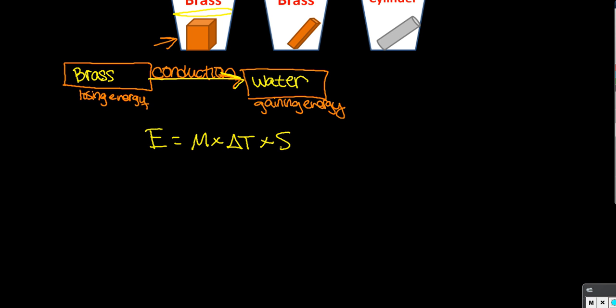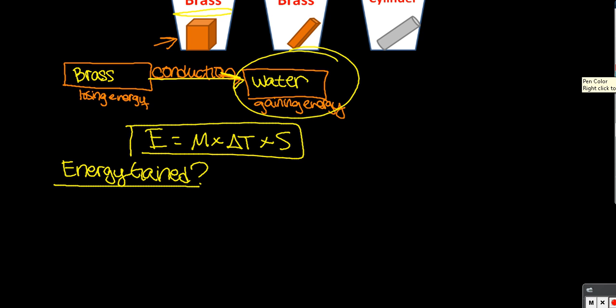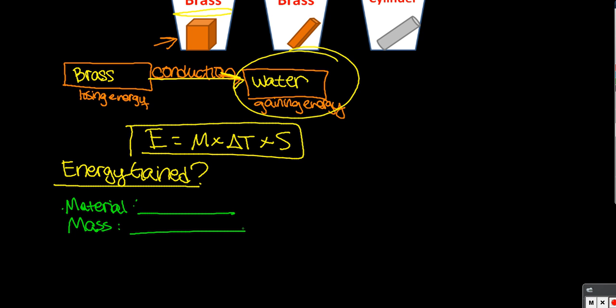If the question says how much energy was gained, you're looking at the substance that is on the right of the interaction diagram. So the energy gain is the material. We have to know the material, the mass of the material, the change in temperature, how much did it increase, and also its specific heat.